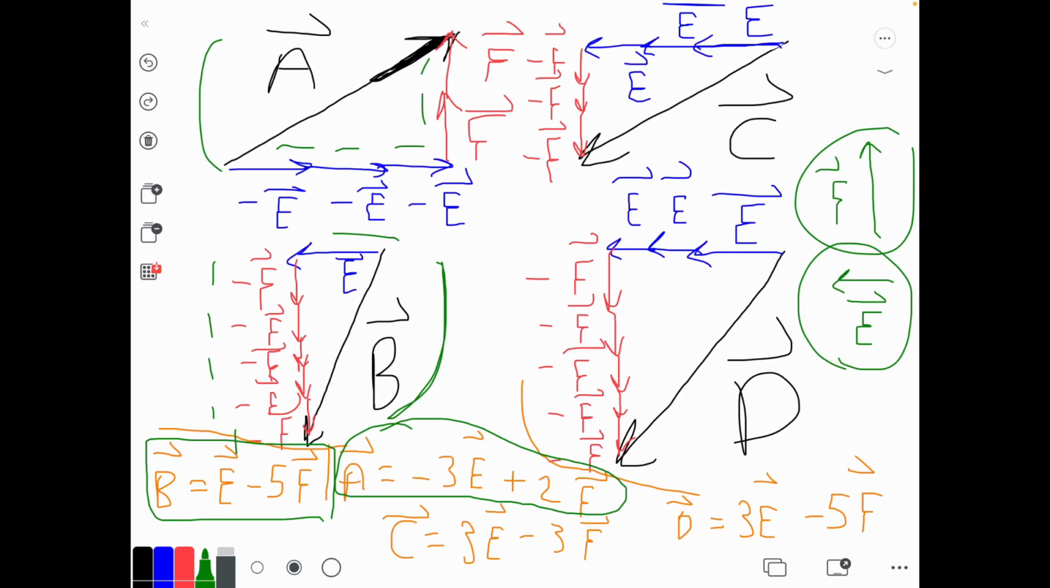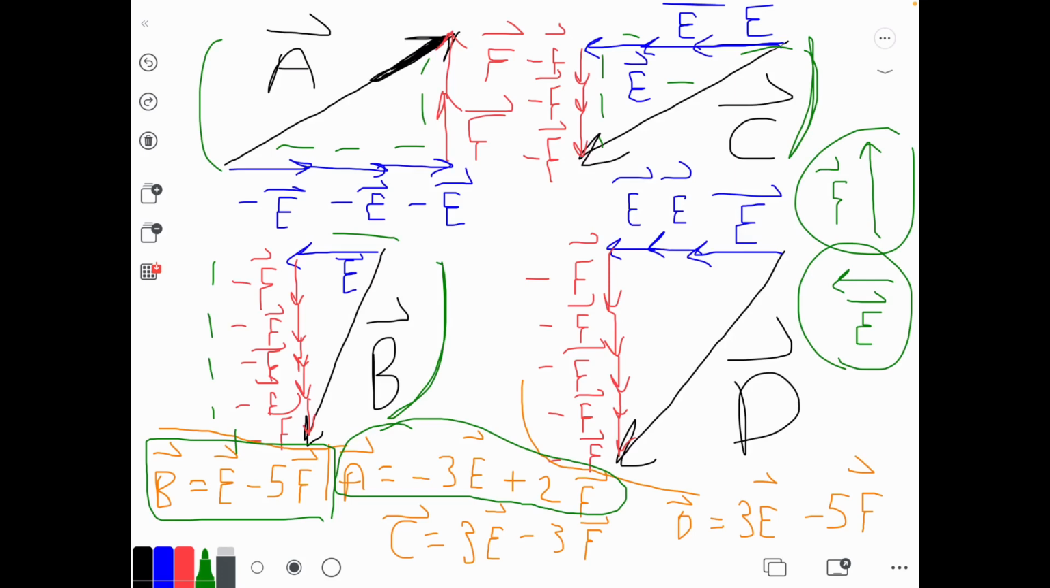Now we're going to use c as well. For c we're going to use the same process. Since we're going to the left, we're going to use 3 vectors of e, because we're going in the same direction as vector e. And then 3 down to describe negative vector f, because you're using the opposite of the vector to go down, since the vector goes down.